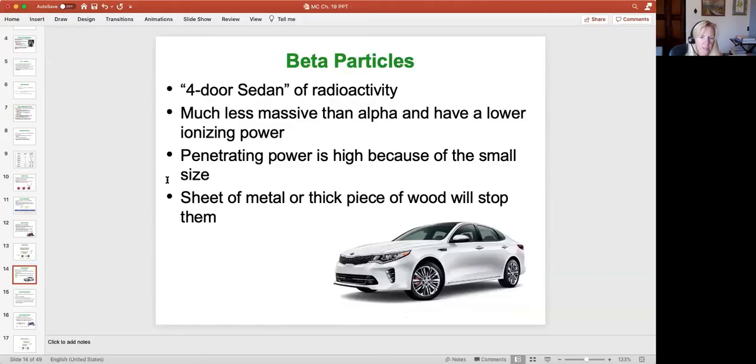If we were to compare beta particles to alpha particles, beta particles are going to be smaller. So alpha were our 18-wheeler, beta particles are going to be our 4-door sedans. It's much less massive, but that means it also has lower ionizing power. Remember, ionizing power is the ability of this radioactive particle to cause damage. And so a beta particle is going to be less damaging than an alpha particle, but because it's smaller, it has a little bit more penetrating power. But things like metal or a thick piece of wood are going to stop a beta particle.